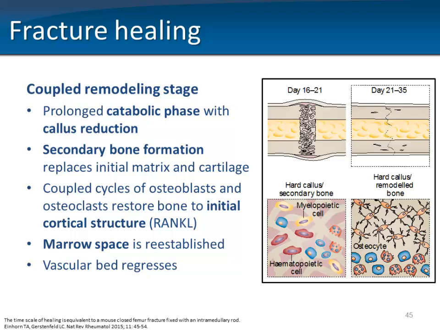And then finally, what we need is to clear up the skeleton, or indeed the scaffold, that has been created to promote healing. So the last phase is coupled remodeling, and it's catabolic. What it really means is that we have to remove the callus that has been formed. Secondary bone formation will continue, and it will be coupled cycles of osteoblast and osteoclast activity in order to restore the initial cortical structure.